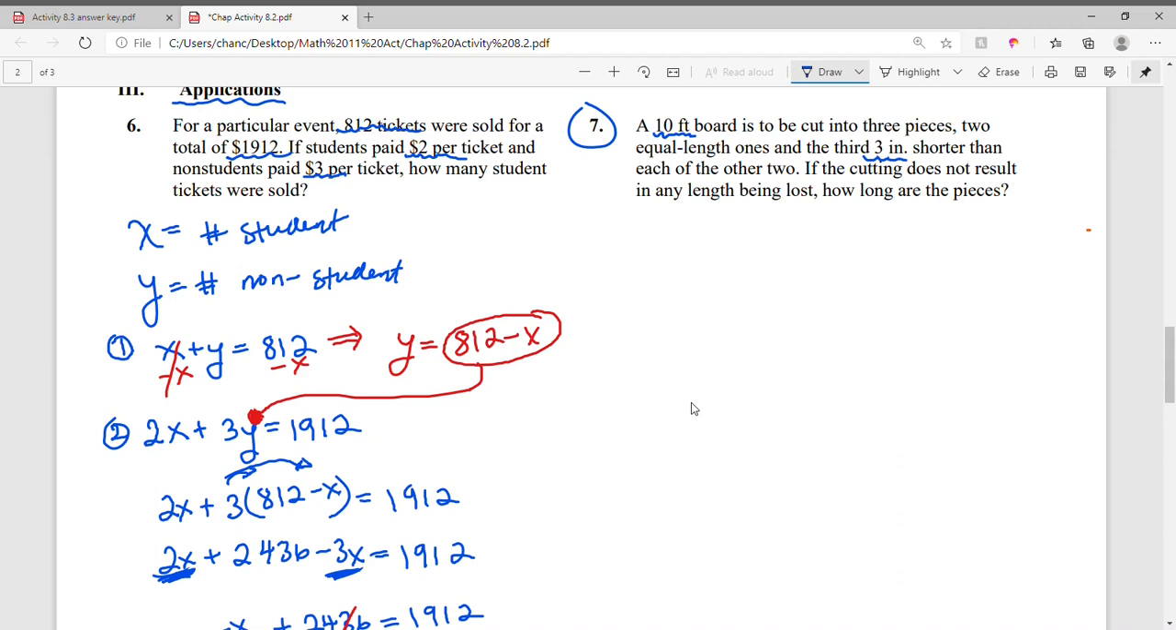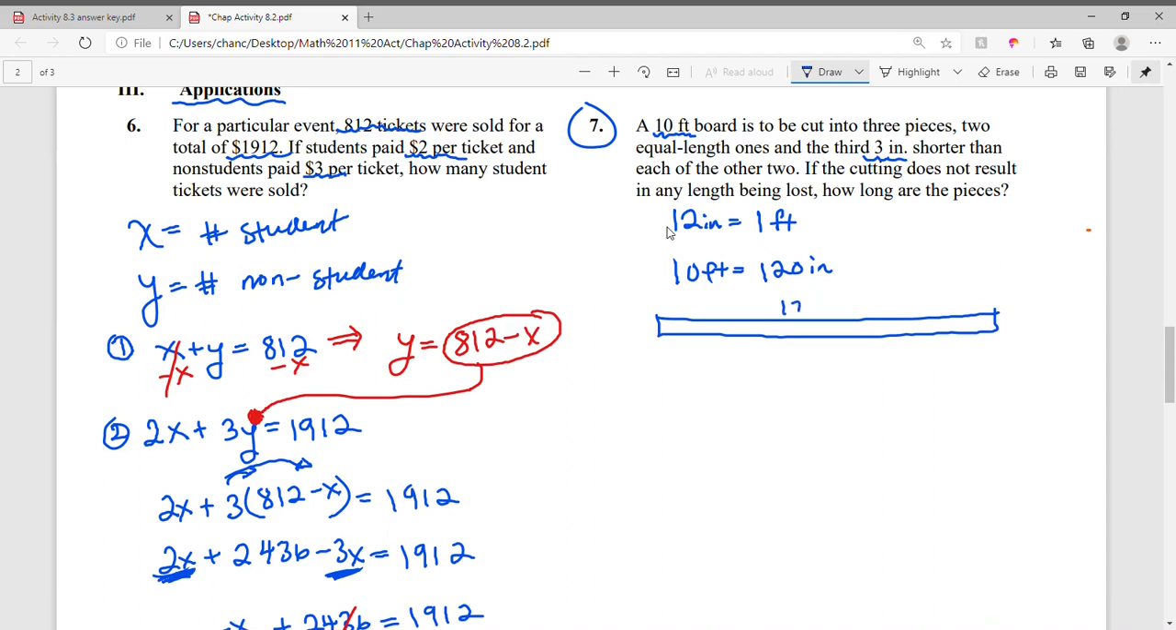So the first step is to recall that 12 inches is equal to 1 foot. So I have to convert that 10 feet into inches. So 10 feet is equivalent to 120 inches. So that's the first step. Now we're going to take a 10-foot board, which is equivalent to 120 inches, and we're going to break it into 3 pieces. So let's draw a picture of what this looks like.